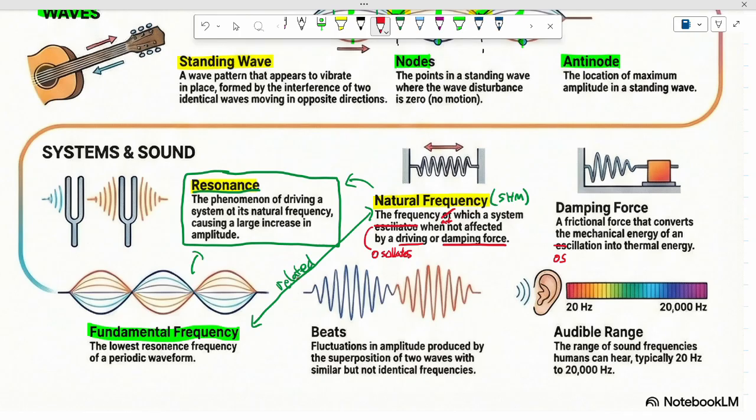And I mentioned the beat as one of the wave interference phenomena. You have a demo video of a beat phenomenon.